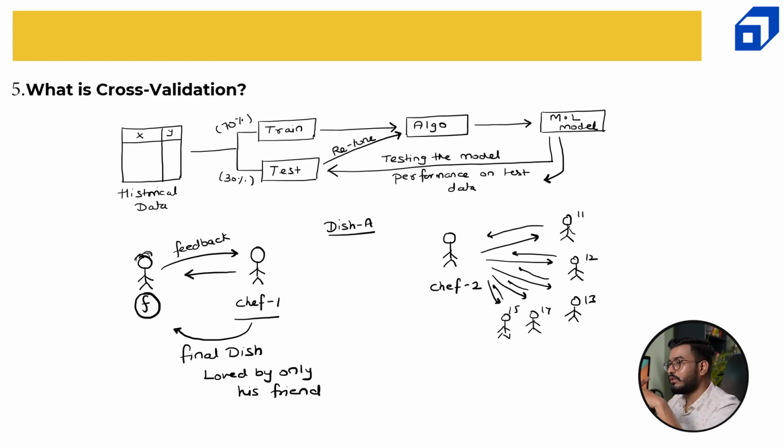Now that is what the problem with machine learning modeling is. When you train the machine learning model against one sample, which is one sample train, one sample test, your machine learning model subconsciously remembers both train and test. And that was happening with chef 1 also. But if you present your machine learning model with a variety of training data and a variety of test data, it will be able to learn and generalize. Now that is where cross validation comes into the picture.